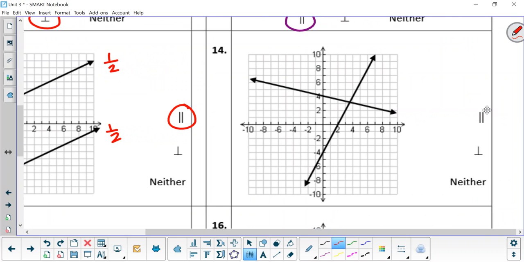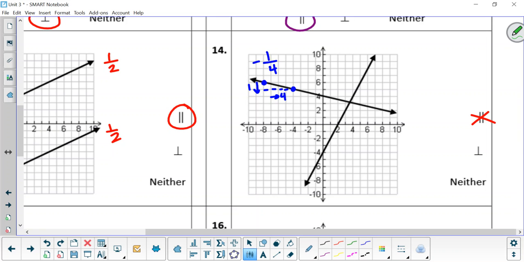14. Now looking at the picture, I know they are not parallel because they intersect. So now I just have to figure out, are they perpendicular, opposite reciprocals, or neither? So let's pick our points. Here's one point and here's another. So I would go down 1 and then over 1, 2, 3, 4. So here I have a slope of -1 over 4.